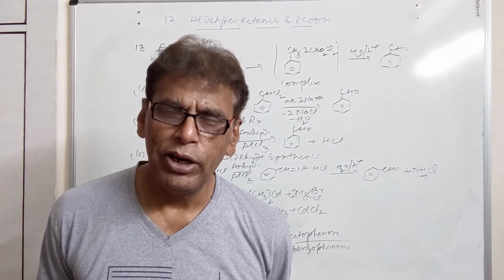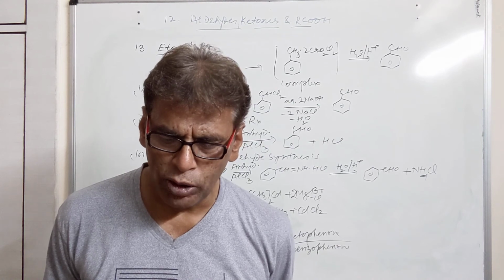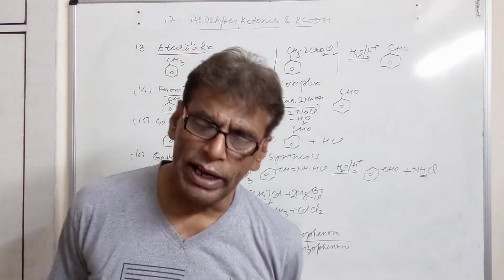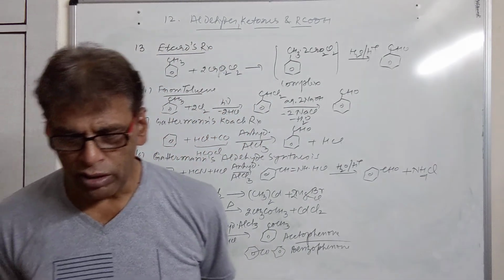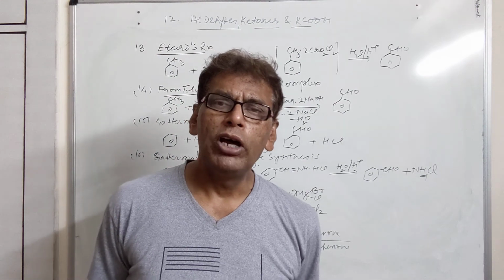Then we have boiling point. The boiling points of aldehydes and ketones are always higher than corresponding alkanes or hydrocarbons because of their polarity. They form stronger dipole-dipole interactions. That's why they have higher boiling points.